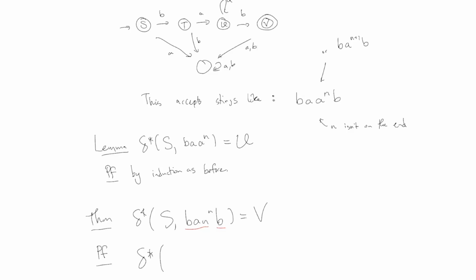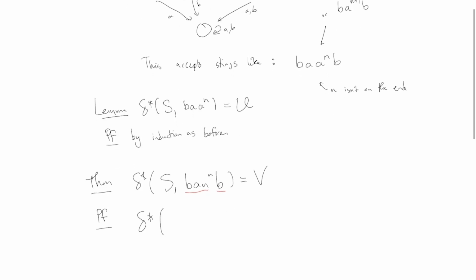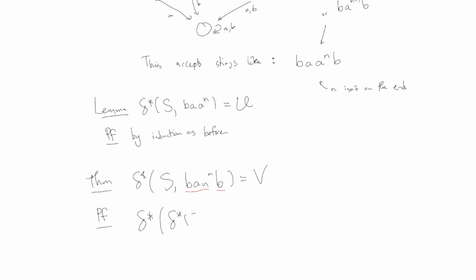I'm going to break this into the two parts of this string. And remember the rule for this? It looks like delta star of delta star S BA A to the N. Sorry, I wrote N to the N. Don't make it no sense. B A to the N, comma B. Right? I'm sorry, I'm writing this in a bogus way. Sorry, my mind is wandering here.